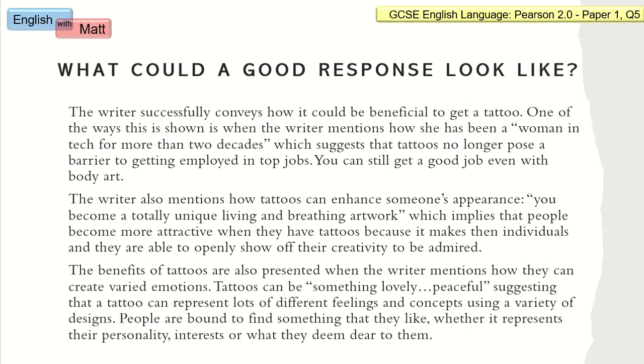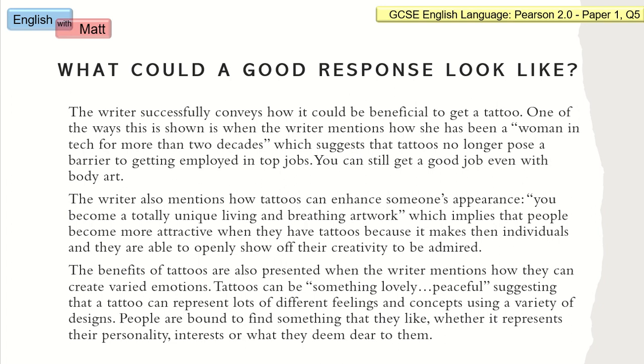The writer also mentions how tattoos can enhance someone's appearance. You become a totally unique, living and breathing artwork, which implies that people become more attractive when they have tattoos because it makes them individuals and they're able to openly show off their creativity to be admired. The benefits of tattoos are also presented when the writer mentions how they can create varied emotions. Tattoos can be something lovely, peaceful, suggesting that a tattoo can represent lots of different feelings and concepts using a variety of designs. People are bound to find something that they like, whether it represents their personality, interests, or what they deem dear to them.